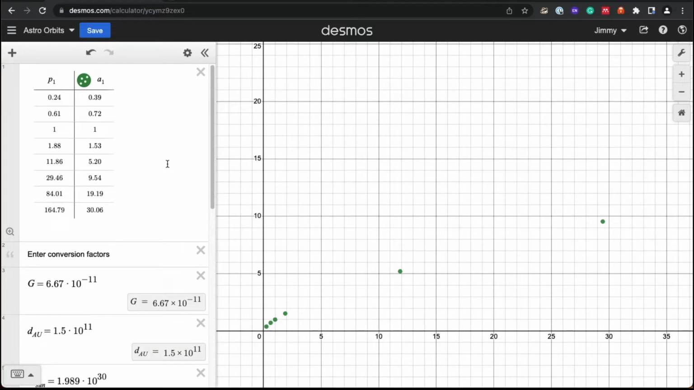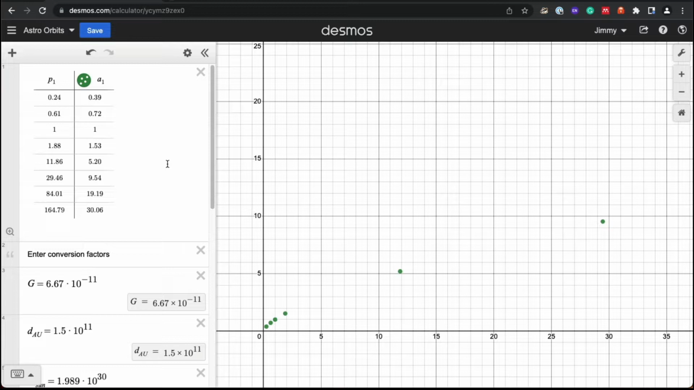Let's talk about how we can take the distances and periods of the planets in our solar system, given in AUs for distance and years for orbital period, and linearize the data. Hopefully you can see the columns of data here. P1 is the 8 major planets' periods measured in Earth years, and A1 is the 8 major planets' distances from the sun measured in astronomical units.